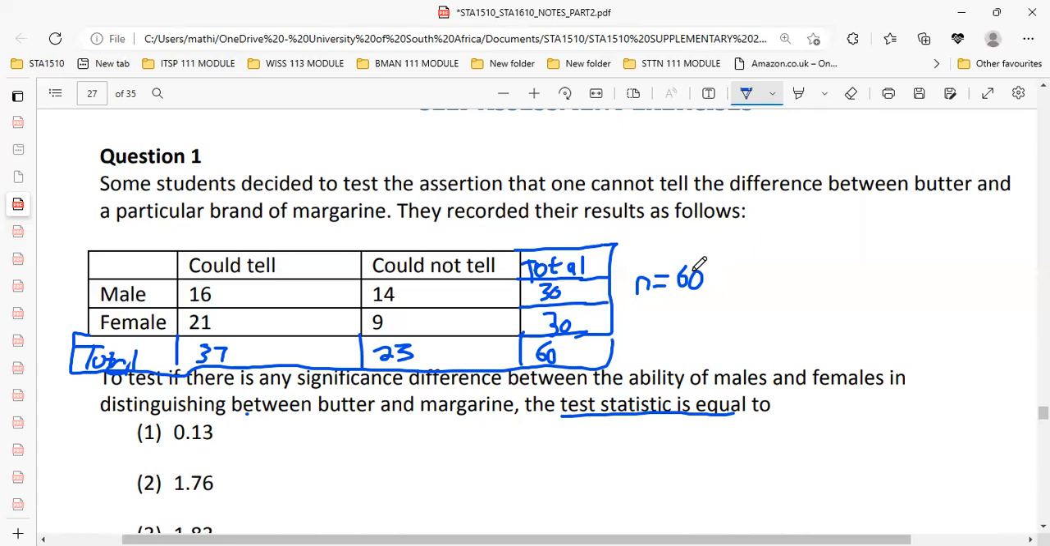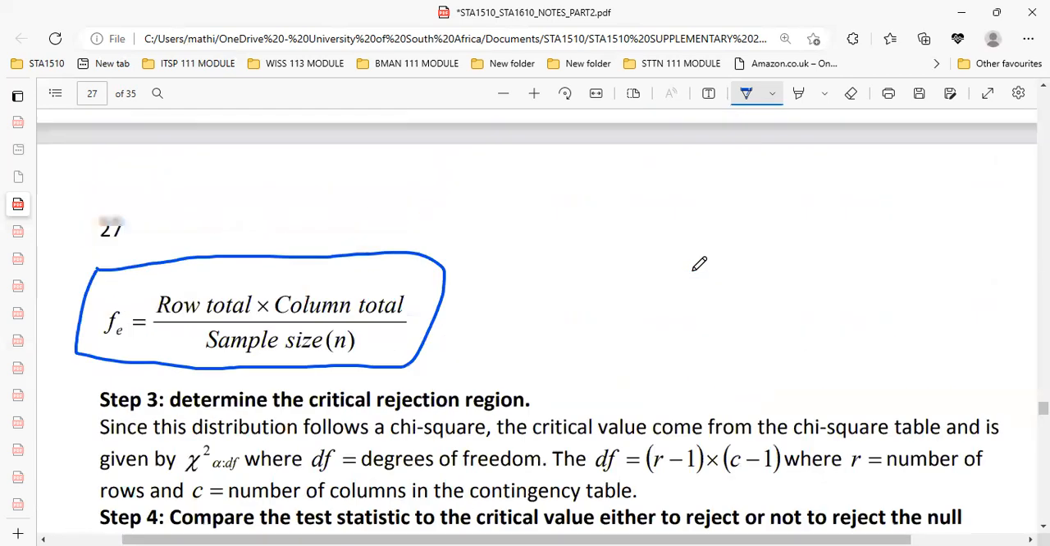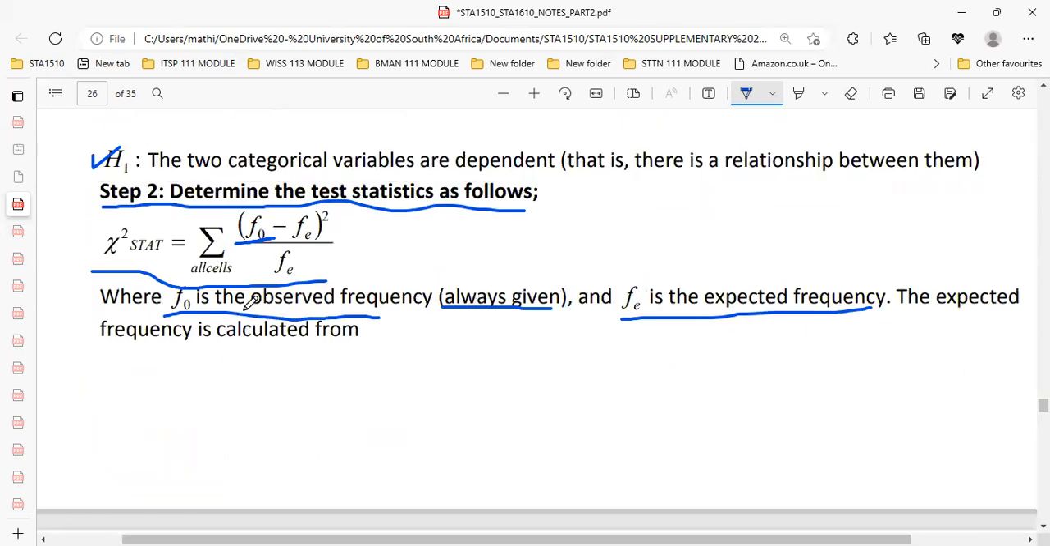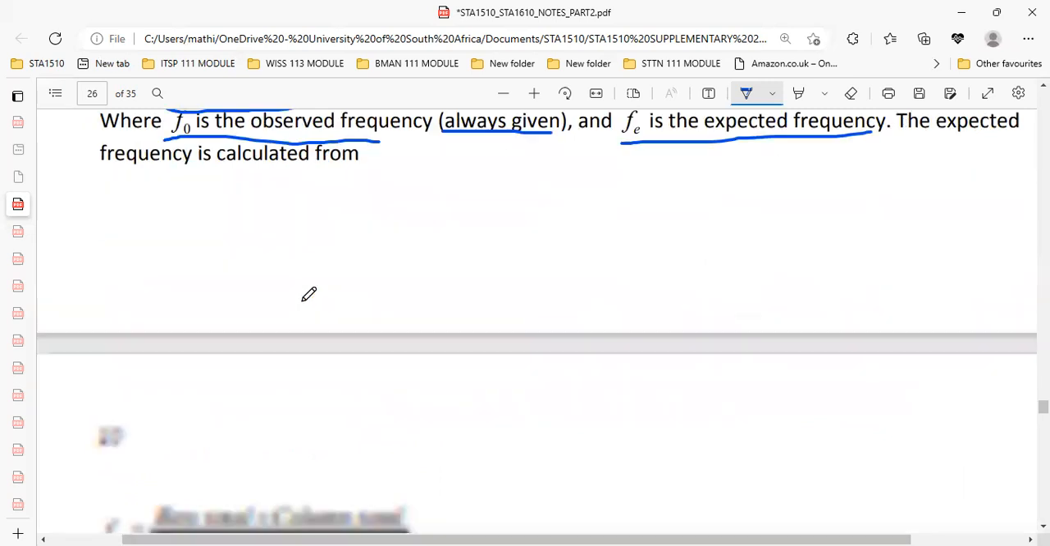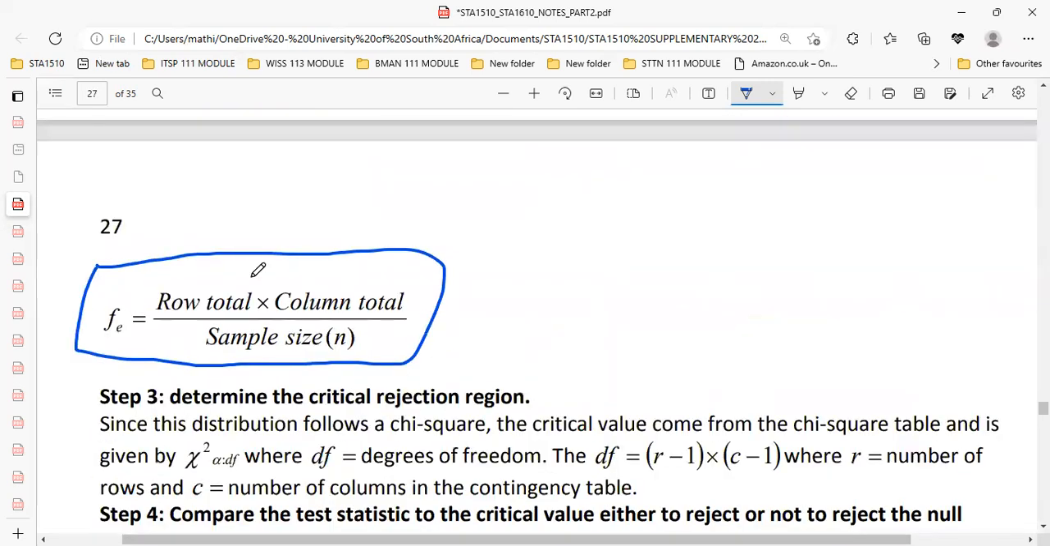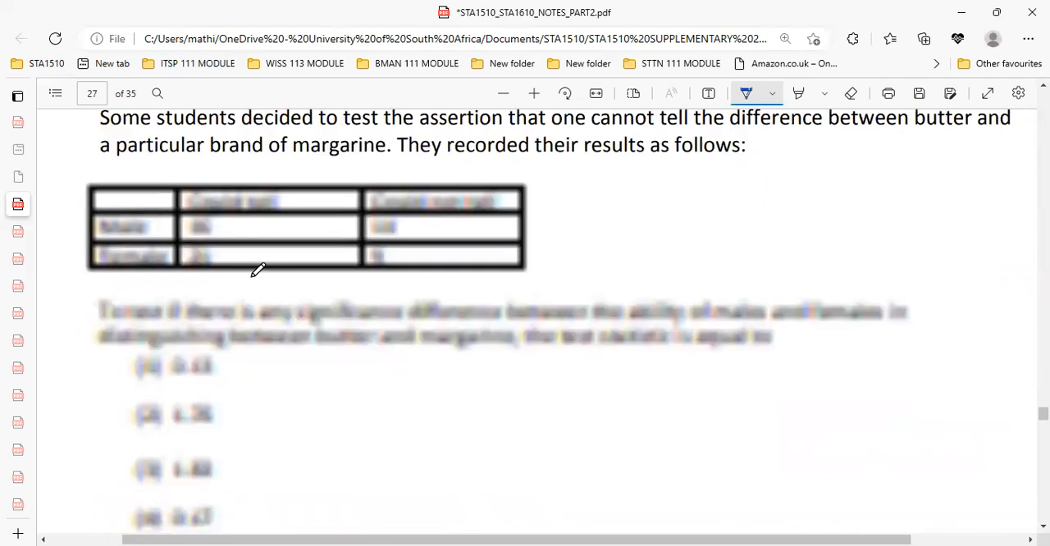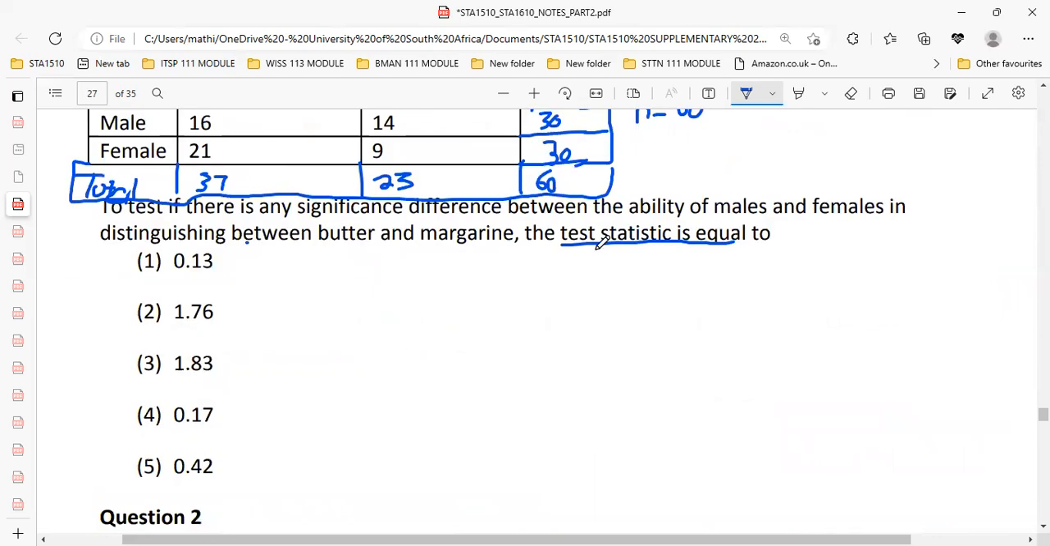FO, remember FO is the observed frequency, always given. Then FE is expected frequency. You're going to use this formula here to calculate expected frequency. Now here, let's look at this question. We are required to calculate the test statistic.